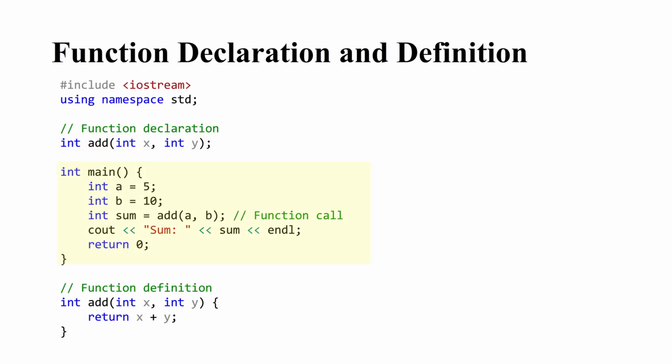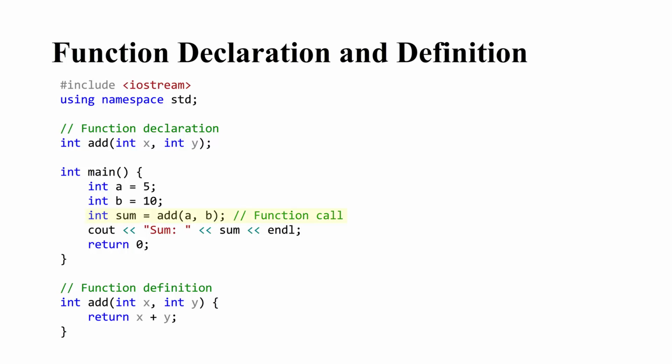Then int main, this is the main function of the program. Every C++ program must have a main function, which is the entry point of the program. The main function contains the code that will be executed when the program is run. Inside the main function, the program initializes two integer variables, a and b, with the values 5 and 10, respectively.